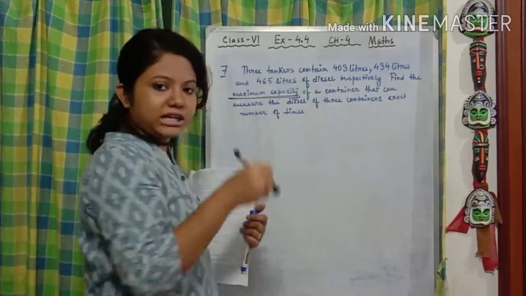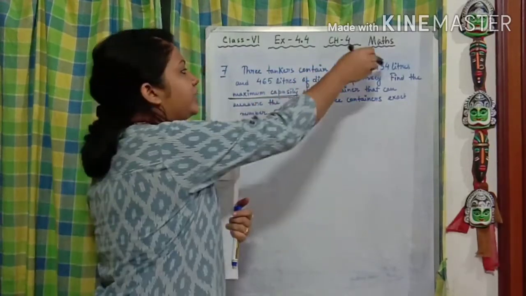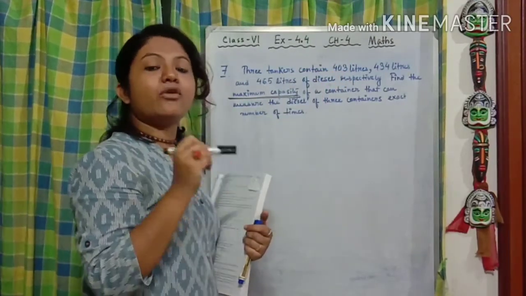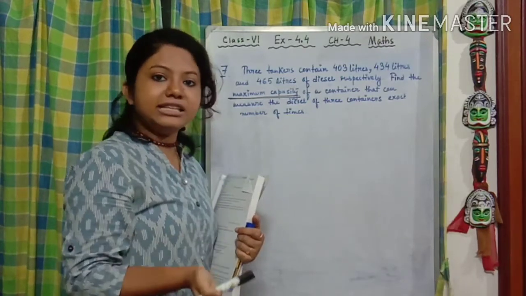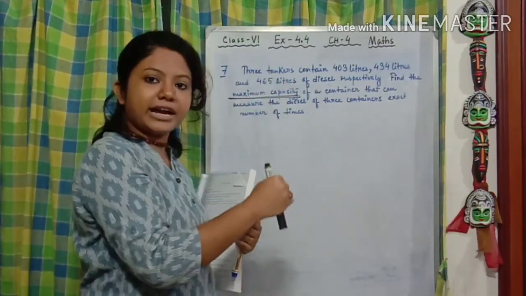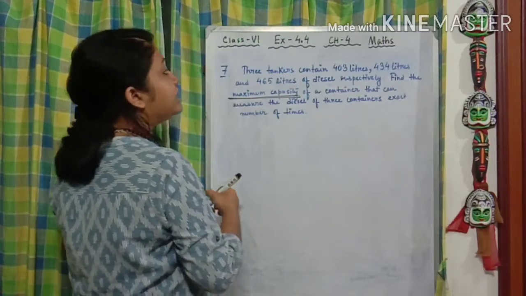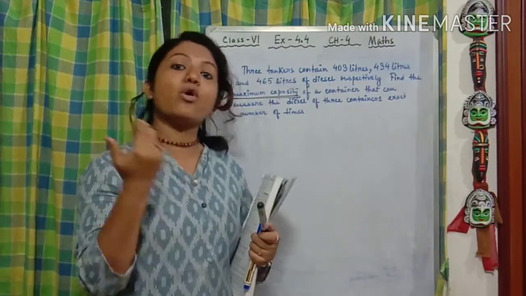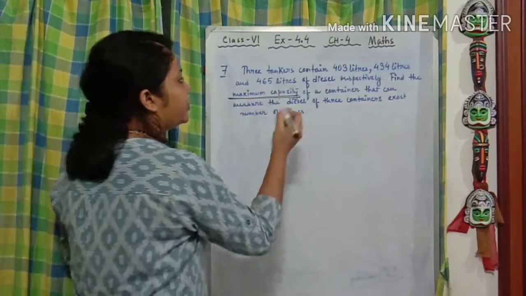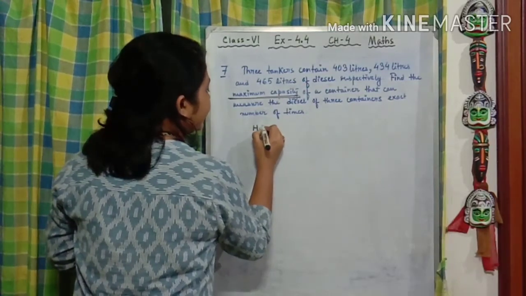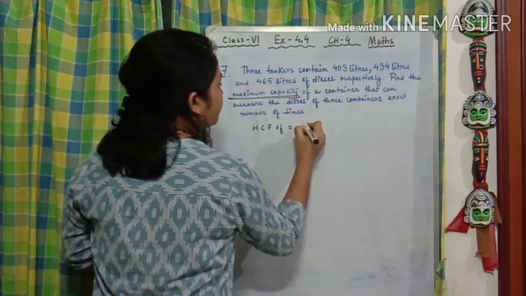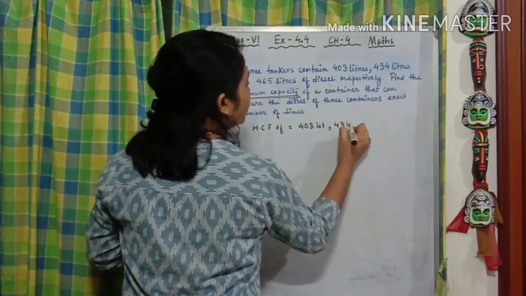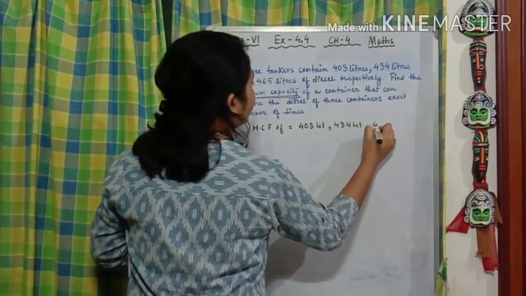It will be a factor of these 3 quantities, but we have to find the highest one. For that, we will find the HCF, or highest common factor, of these 3 tankers. This is how we understand whether a problem sum is asking for an HCF or an LCM, so that you don't get confused further. So we have to find the HCF of 403 liters, 434 and 465.